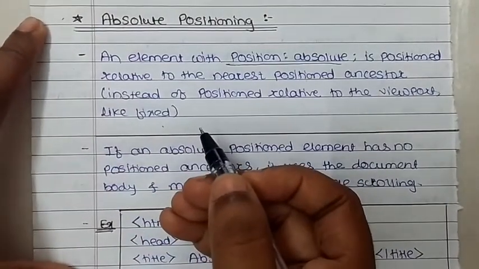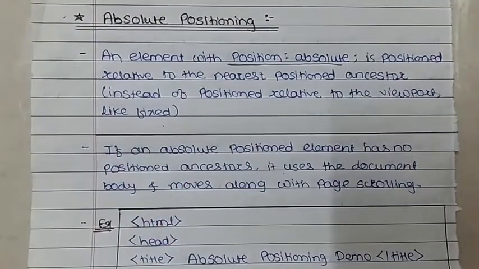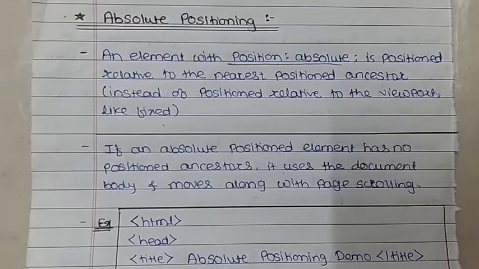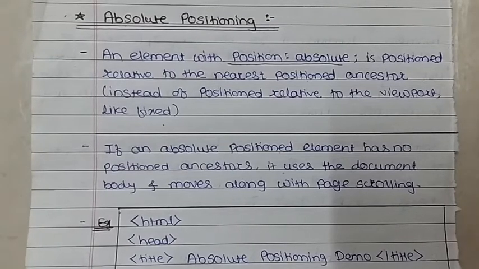type of positioning is absolute positioning. Okay, so what is meant by absolute positioning? An element with the position absolute is positioned relative to the nearest positioned ancestor. Okay, that means this positioning is related to the parent and child. The child holds the position nearest to the parent. Correct? So similarly absolute positioning takes the space which is nearest to the relative positioning, or it is called the ancestor.